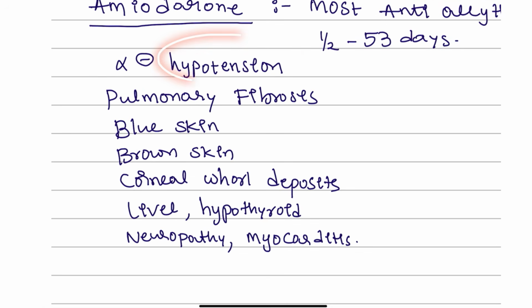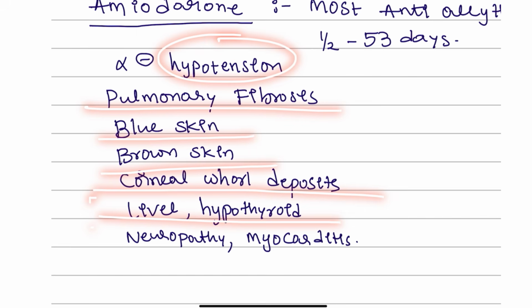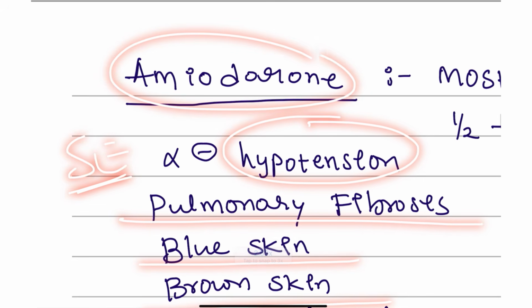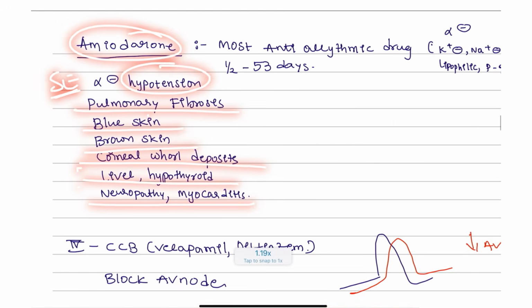Okay, so it is going to cause hypotension, pulmonary fibrosis, blue skin, brown skin, ceruloderma, and corneal deposits, liver and thyroid dysfunction, and neuropathy and myocarditis. So these are the common side effects in patients suffering from this drug's ingestion.